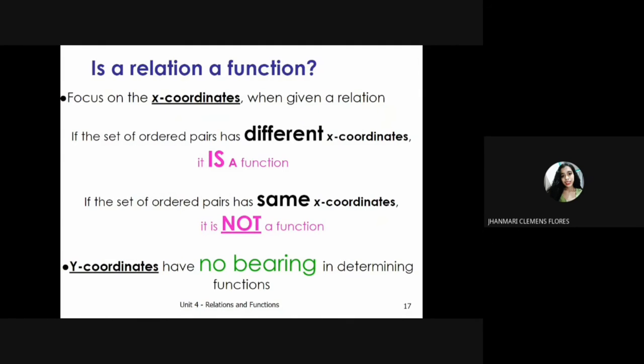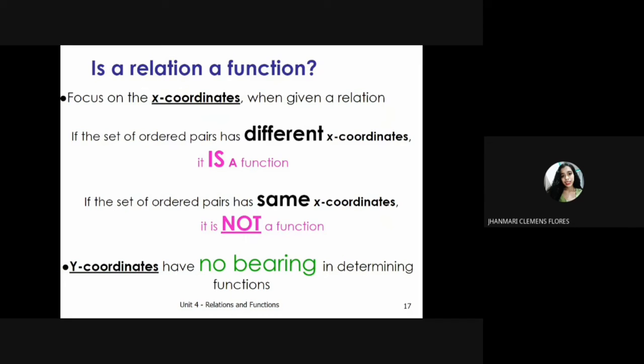Okay, to understand this more, focus on the x coordinates when it's given a relation. So it's a relation, a function. Okay, we mentioned this a while ago. We're going to make it quick. If the set of ordered pairs has different x coordinates, then it is a function. Like the ones we have: 1, 2, 3, 4, 5, or 2, 4, 6, 8. If it goes that way, that's a function.